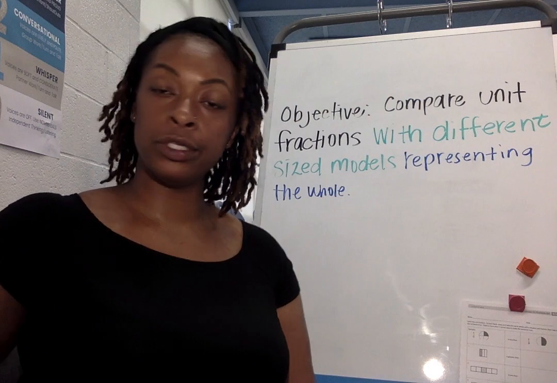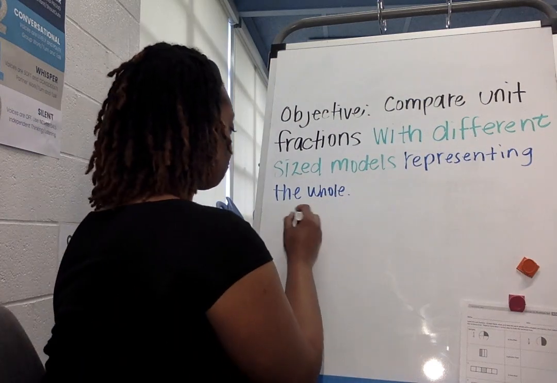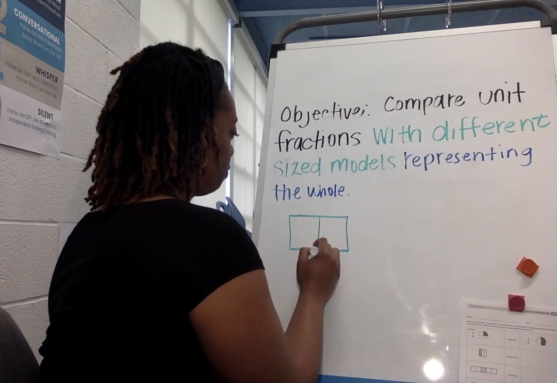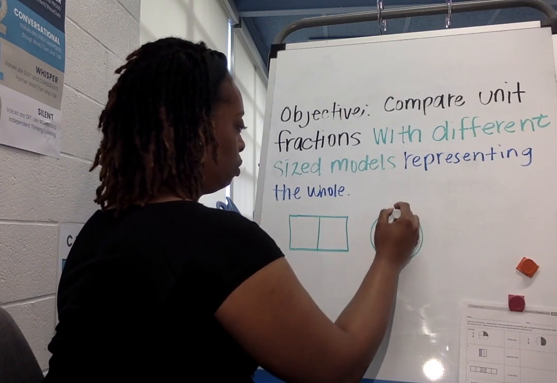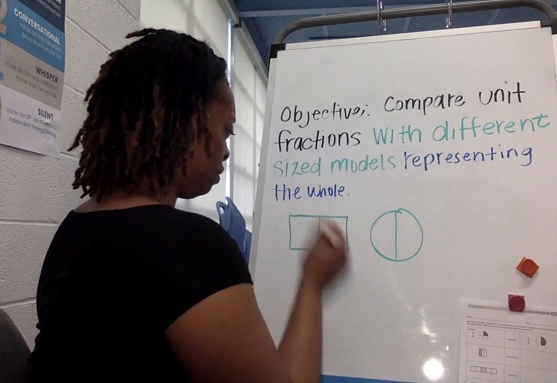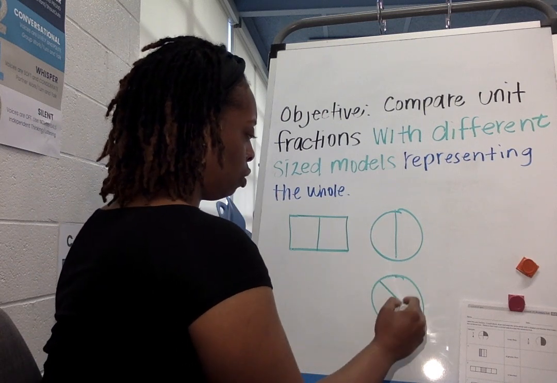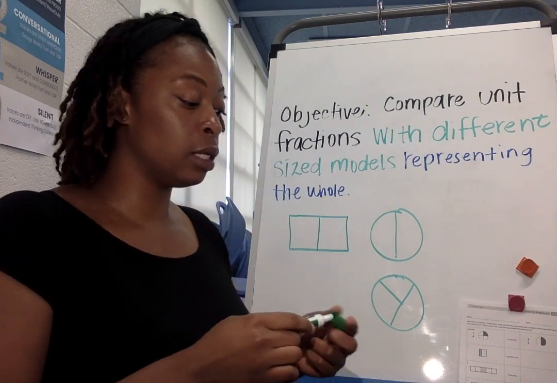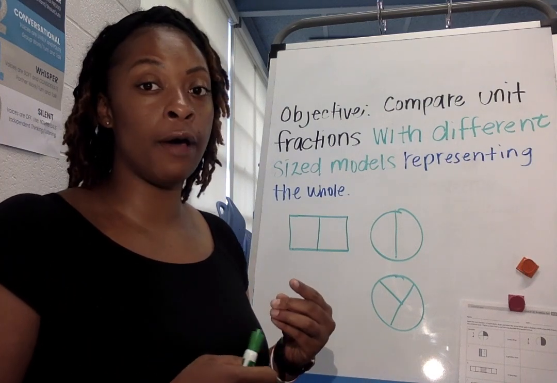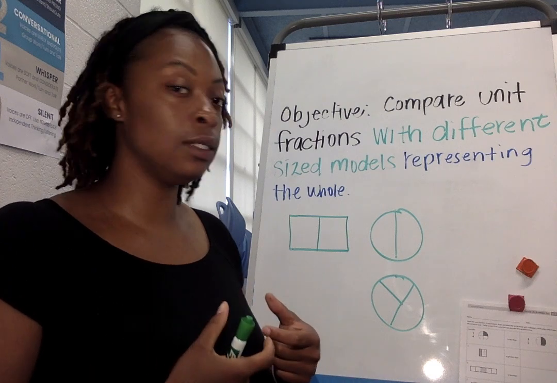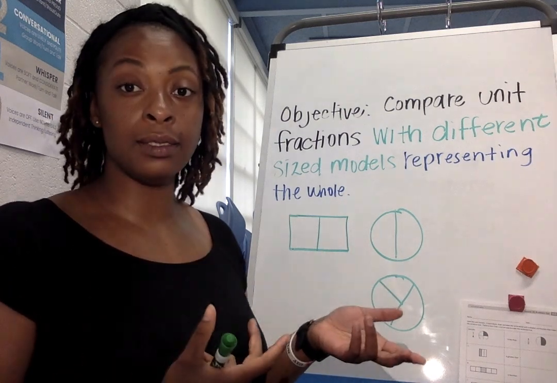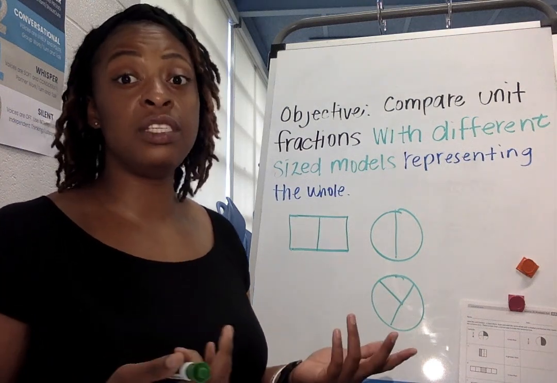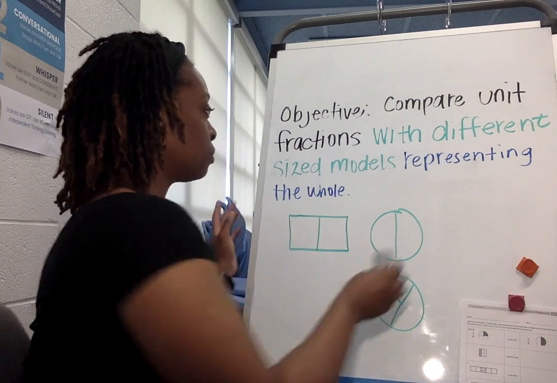Different size models. So what that means is you might have a square where you have to show 1/2. You may have a circle where you have to show 1/2. You may have a circle where you have to show 1/3. Okay, so different size models means the different shapes that you're having to draw to represent different fractions. They're going to be different sizes. Some of them will be in eighths, some of them will be in half, some of them will be in fourths. It's just different. Okay.